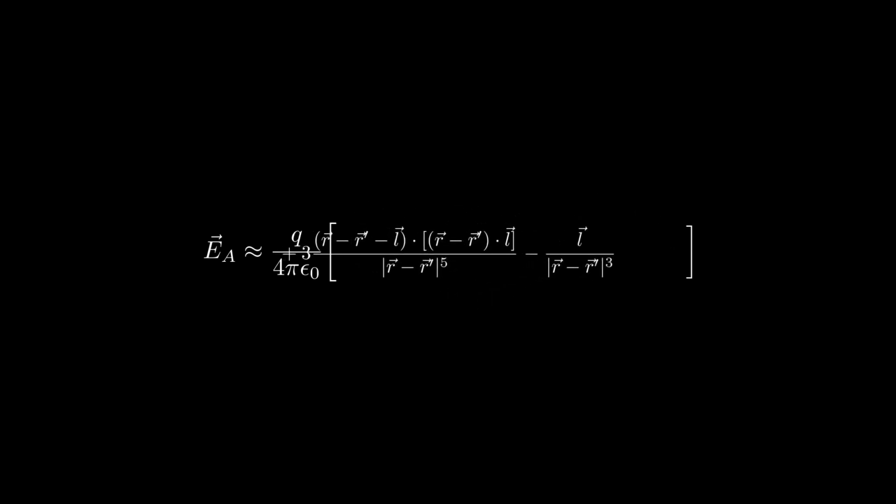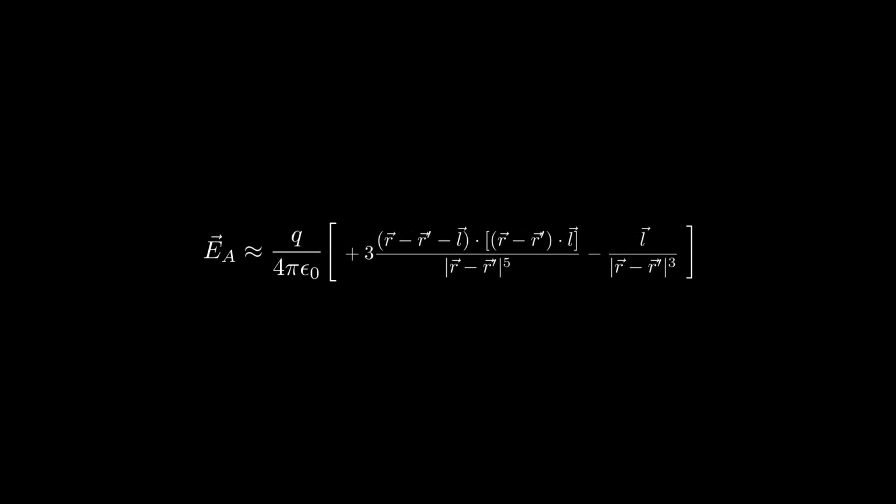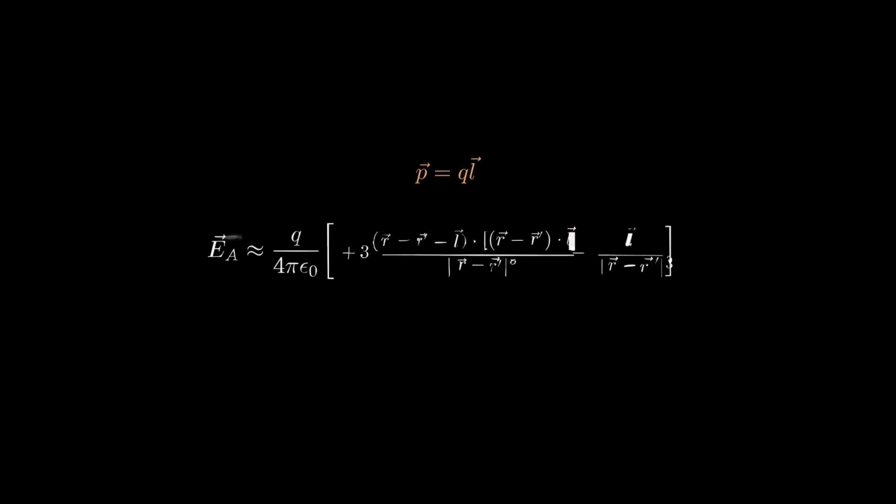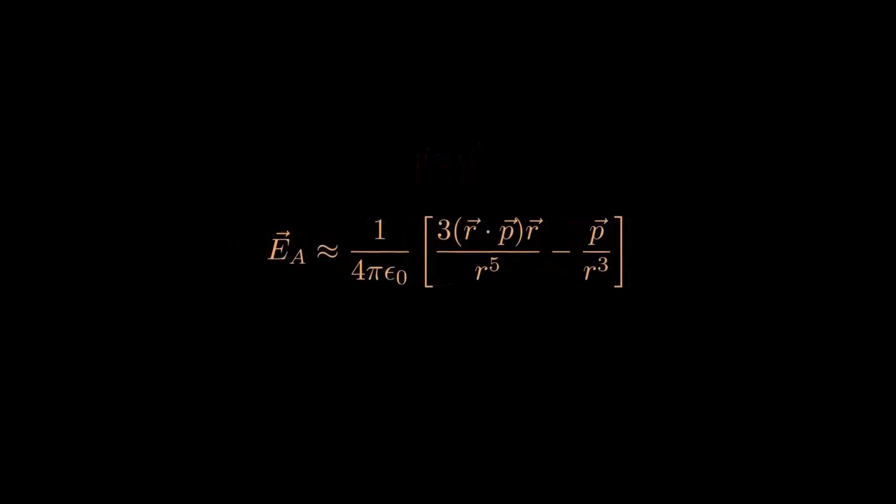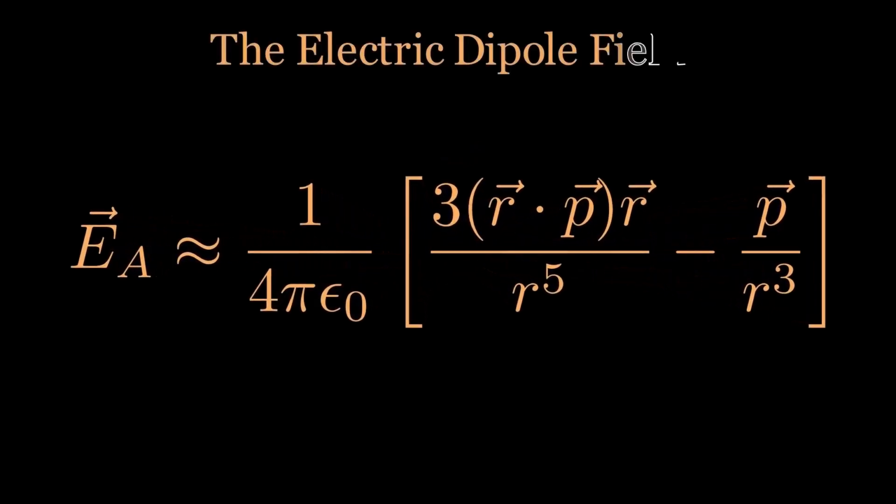Recall that the electric dipole moment is defined as P equals Q times L. So by factoring out Q from the bracket, the terms Q times L can be replaced with P. The result is the expression for the electric field of a dipole in its most general form.